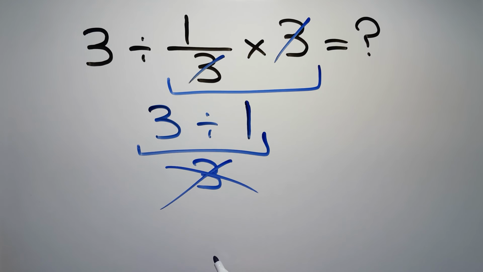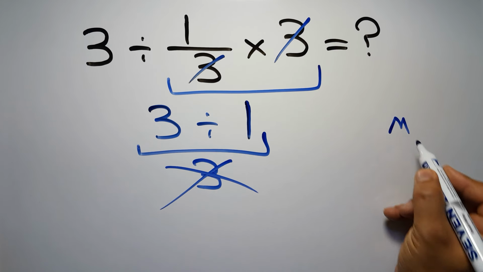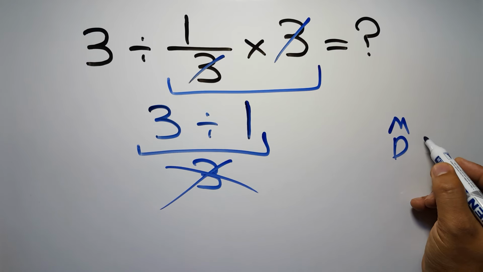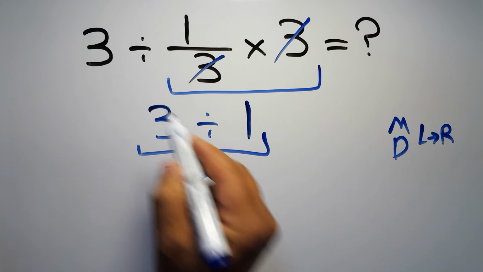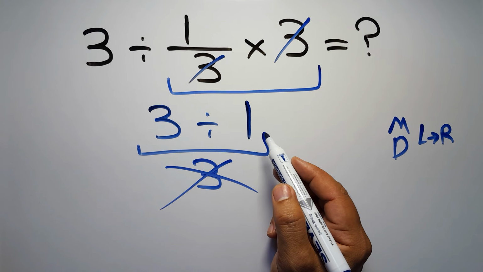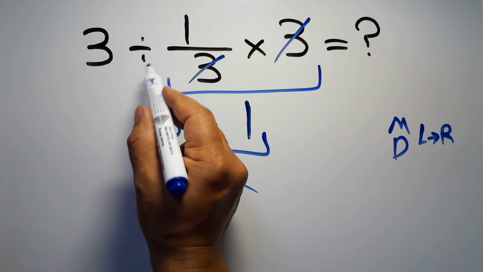Because according to the rule of operations, multiplication and division have equal priority and we have to work from left to right. So here, first we have to do this division, then this multiplication. If we do this multiplication before this division, it is wrong.